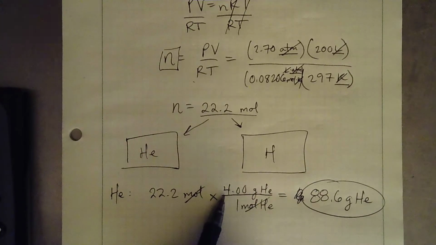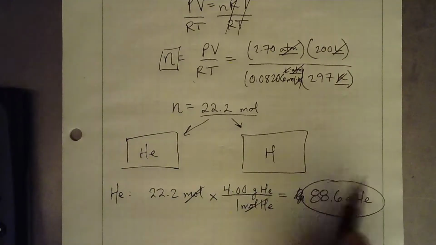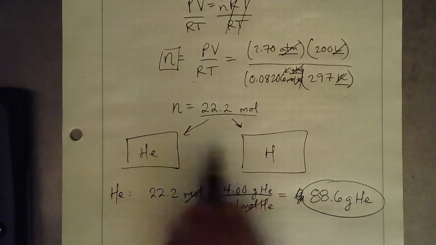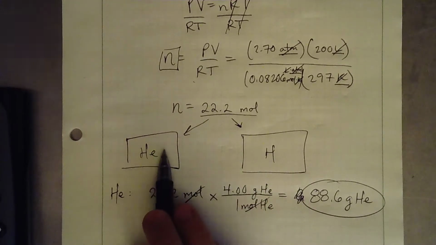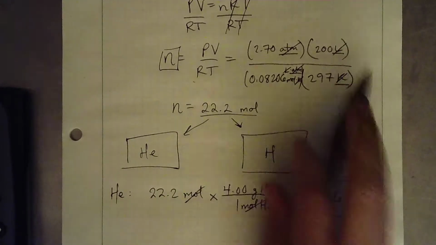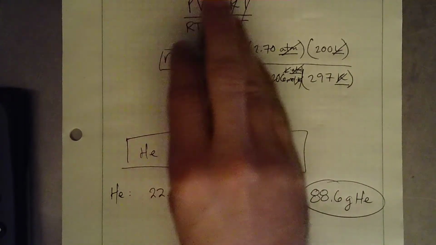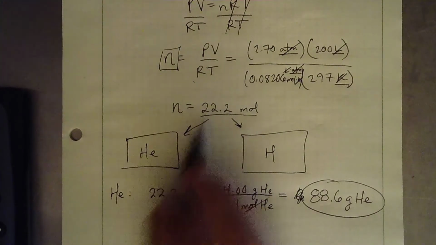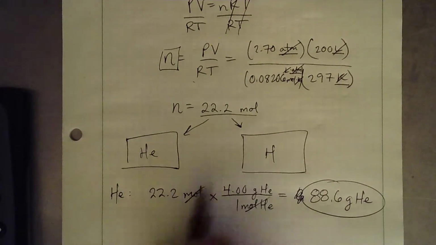You would just use the molar mass of hydrogen instead. So important concept here: it's the number of moles that's constant here. The mass would be different. So this tank would actually weigh more than this one, despite having the same other properties. They'd have the same volume, pressure, temperature, and number of particles, but they would have different masses.